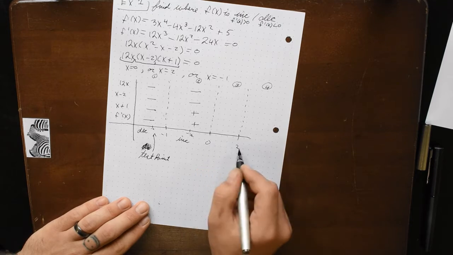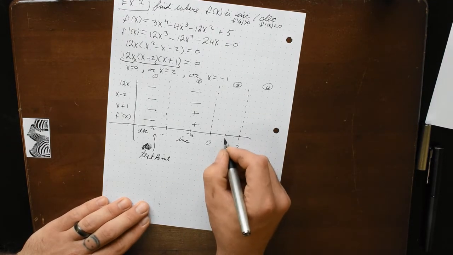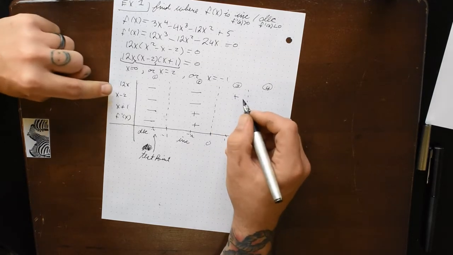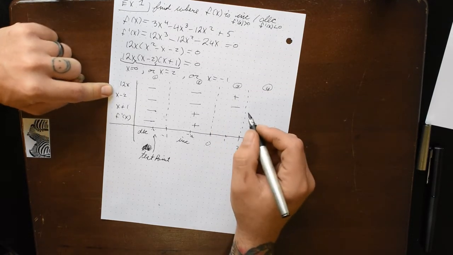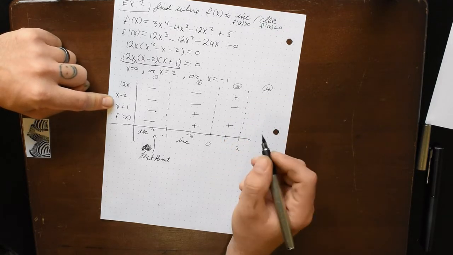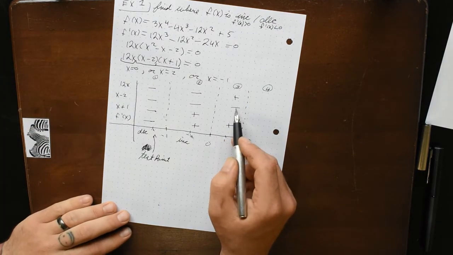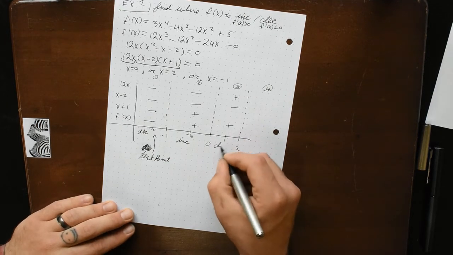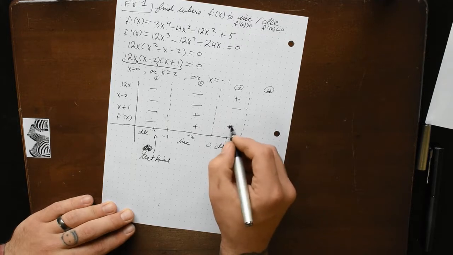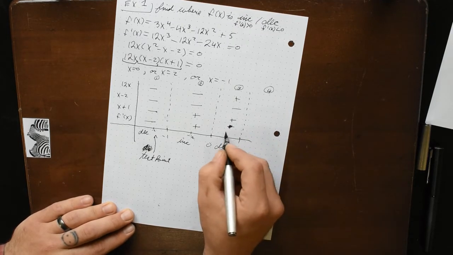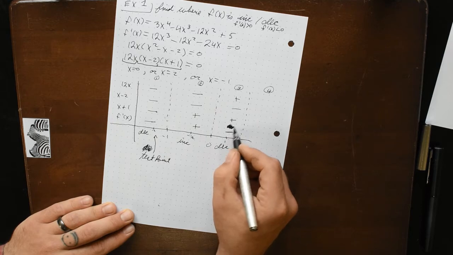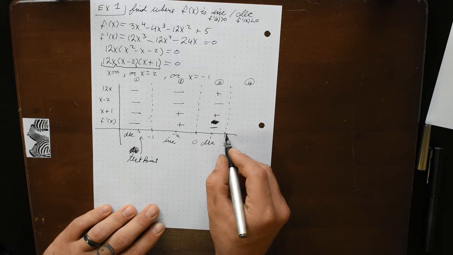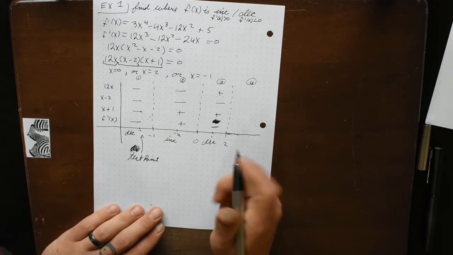Now we pick any number between 0 and 2. I'm going to pick 1 because it's easy. 12 times 1 is a positive number, 1 take away 2 is a negative number, and 1 plus 1 is a positive number. Positive times negative is negative, negative times positive is negative, so we are decreasing. I'm sorry, I wanted to put my plus up here, and I would put a minus sign down here. Kind of wrote it in the middle. So we are decreasing.